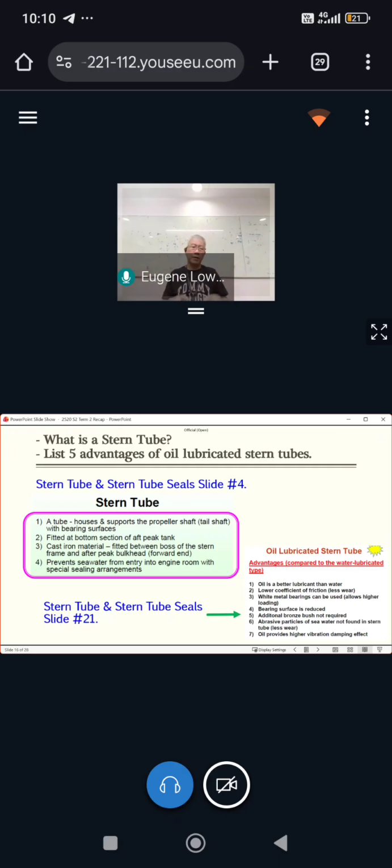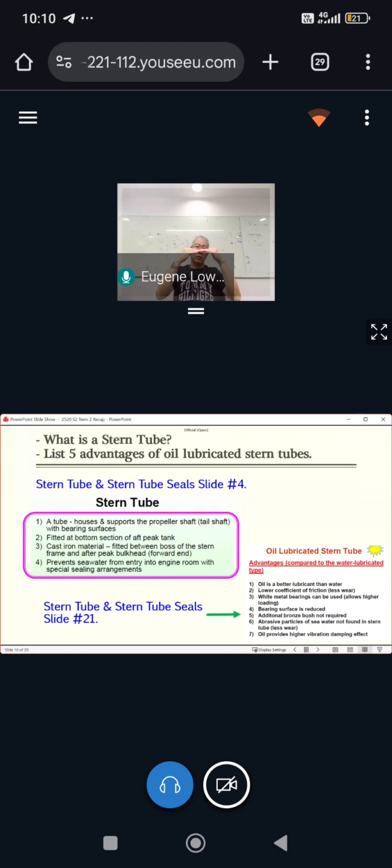If you are using bush bearings, metallic bush bearing with white metal, the bearing surfaces can be reduced. So of course, you've got a longer aft bearing, shorter forward bearing. But the bearing surface need not extend the whole length of the stern tube. So that is a good thing because you leave one big section of the stern tube without bearing surface. And why is it a good thing?